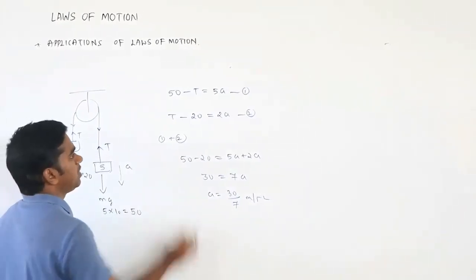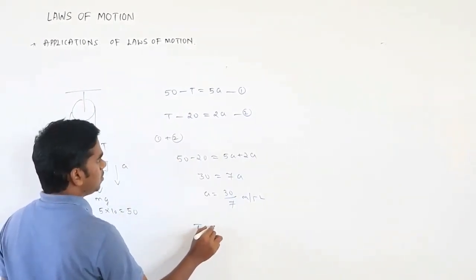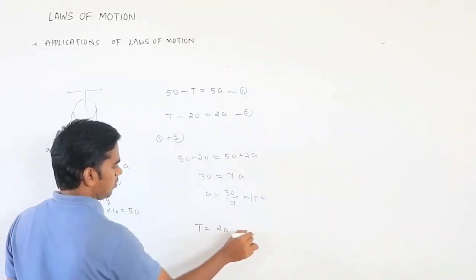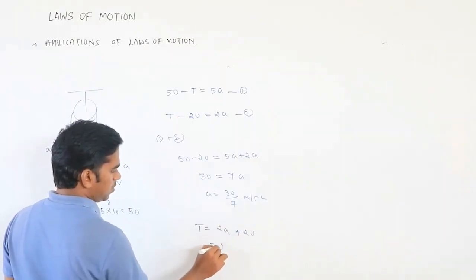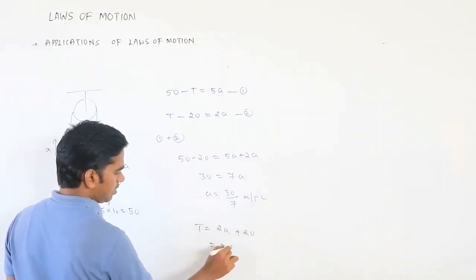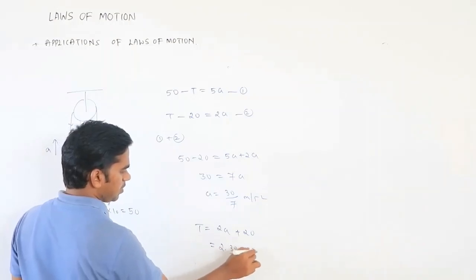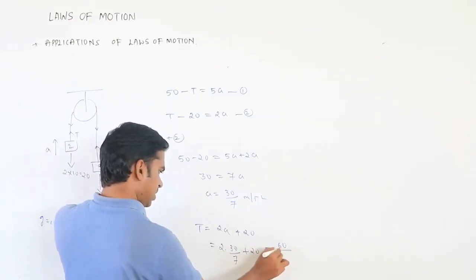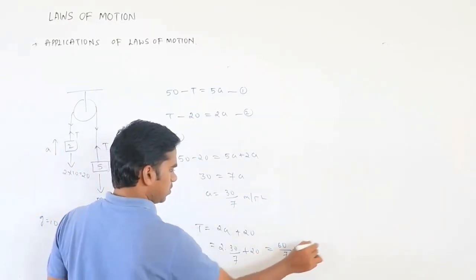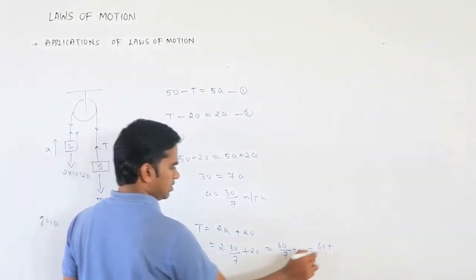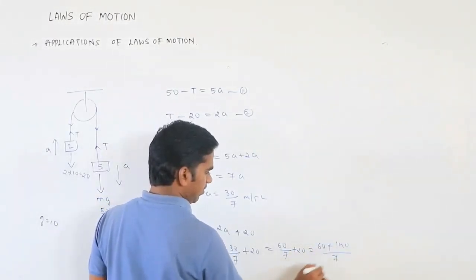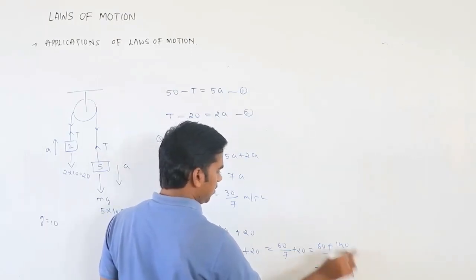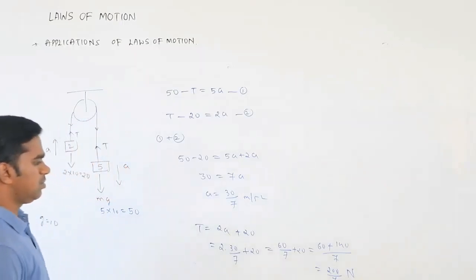Then what about tension? So tension T equals to 2A plus 20. So 2A is what? A is 30 by 7, plus 20. So how can we solve this one? This will become 60 divided by 7 plus 20. So 60 plus 7 times 20 is 140, divided by 7. So this is going to be 200 divided by 7. This is in Newton, because tension is nothing but a force.